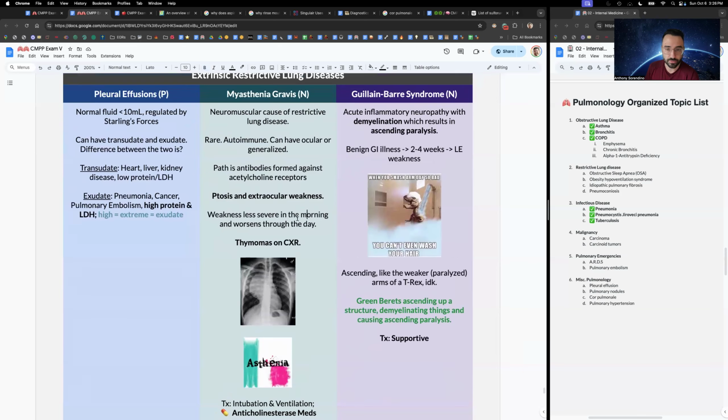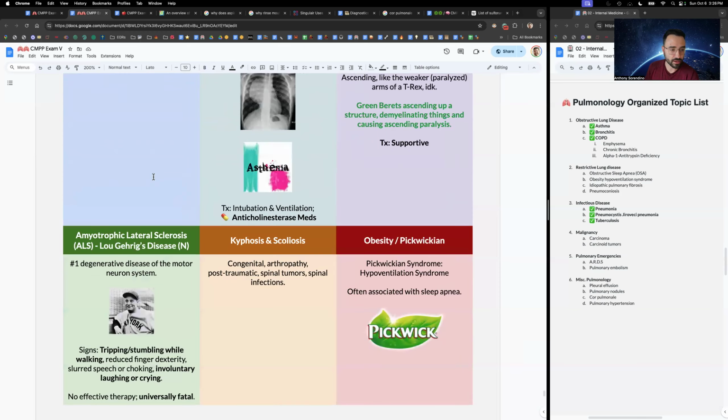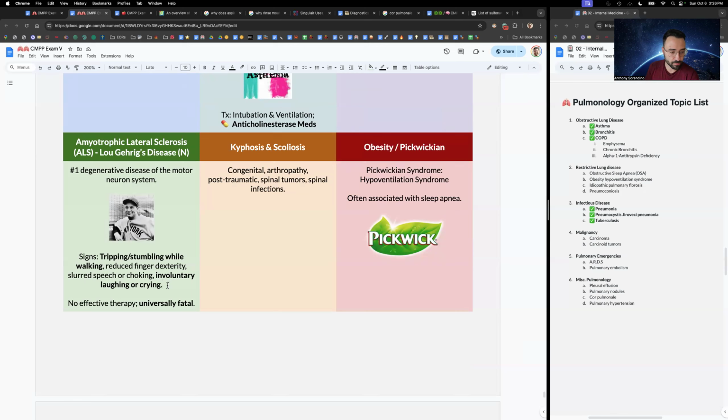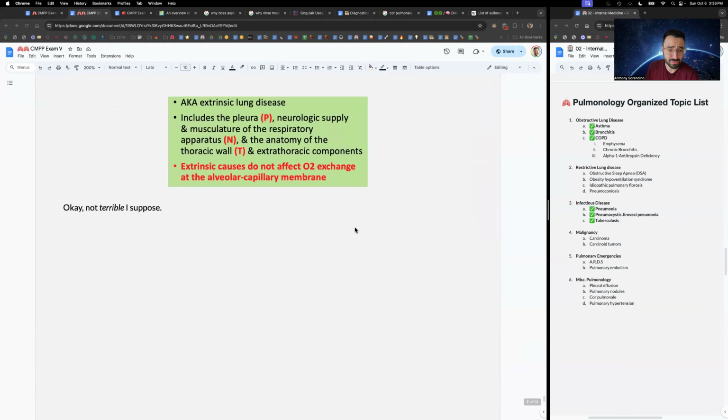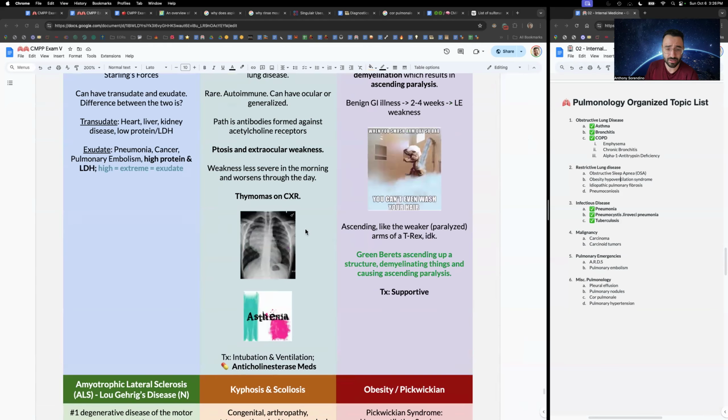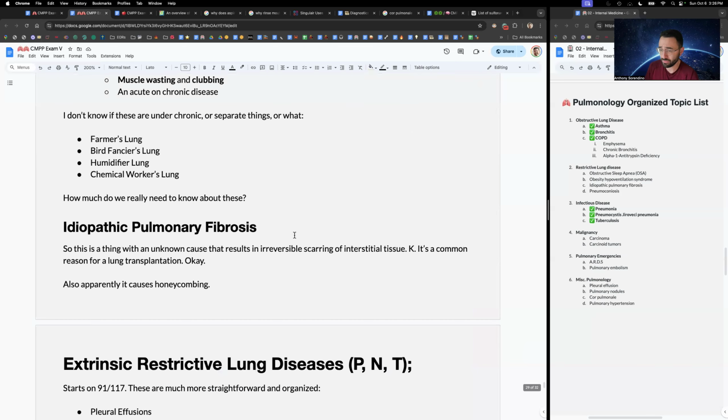your breathing as well. Guillain-Barré is, of course, going to be that ascending paralysis. ALS, anything that's going to prevent you from breathing. Kyphosis, scoliosis, any type of orthopedic issue, bending over either this way or this way. And then obesity, Pickwickian, which is this obesity hypoventilation syndrome. Sleep apnea, honestly, we never really learned about. There's a lot of risk factors and stuff. Wear a CPAP. This isn't too bad. I mean, obviously, I'm going very surface level.